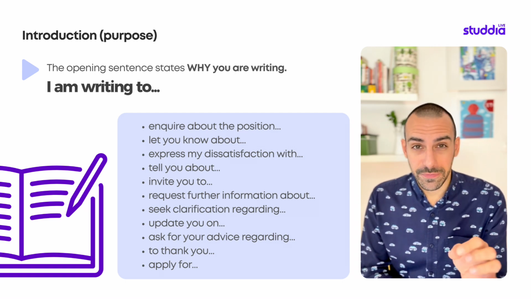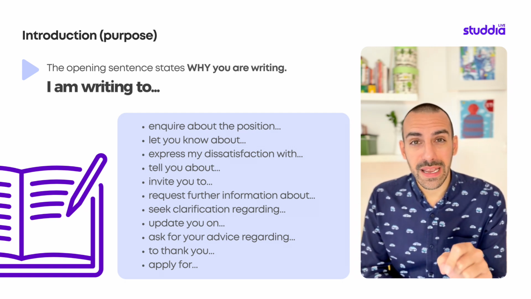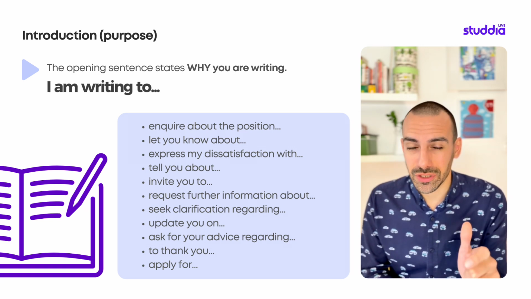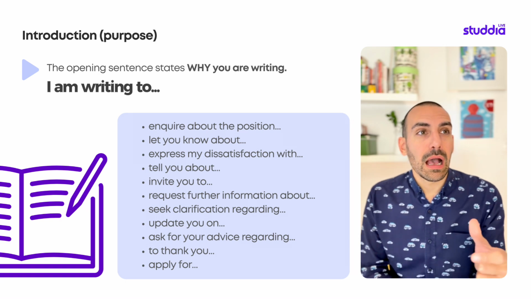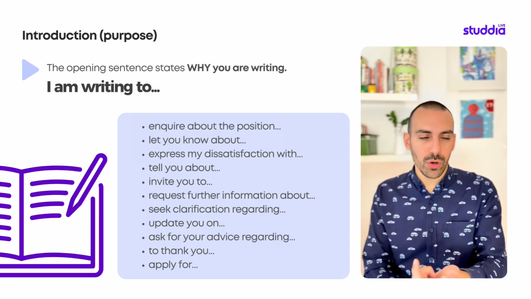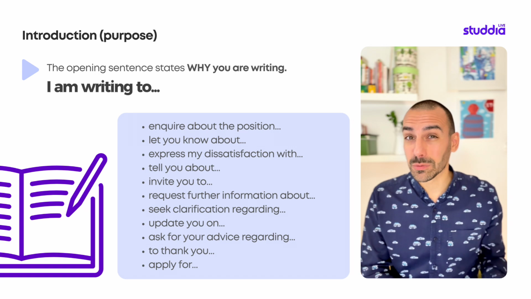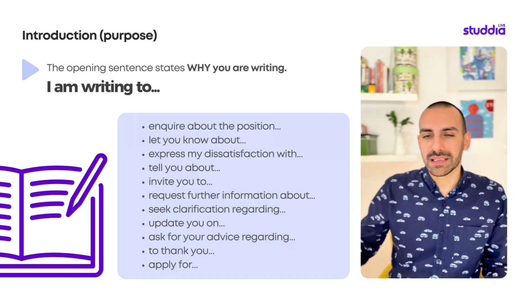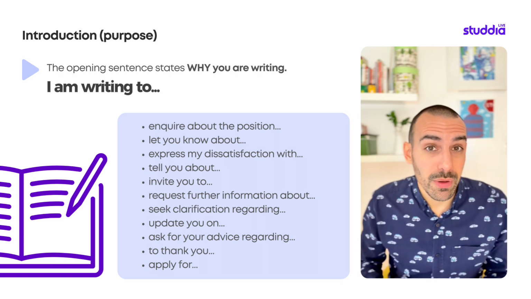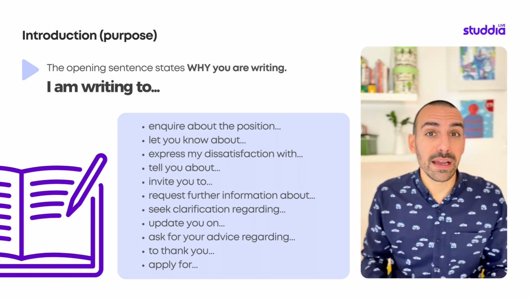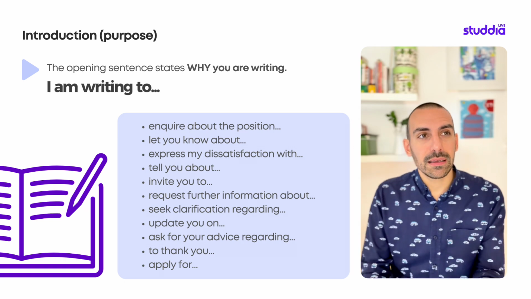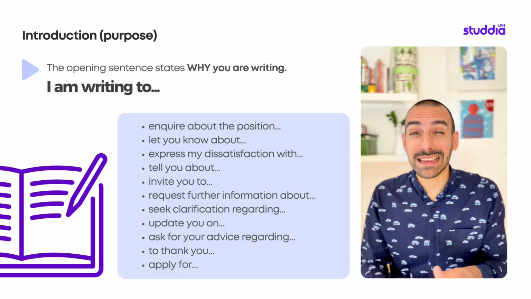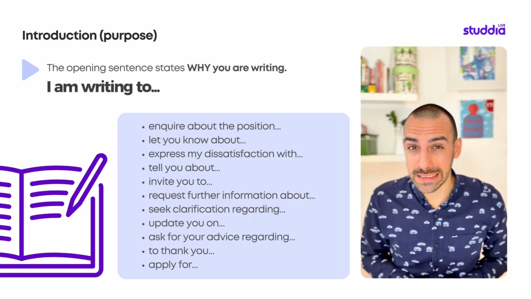Now, if you're writing an informal letter to a friend, you can begin with a more personal touch. So something like, "I hope you're doing well," or "It's been a while since we last spoke." And then you continue with your purpose, saying, "I'm writing to tell you about my holiday," or "I'm writing to invite you to visit." The key point here is that your opening sentence clearly states the reason for writing.